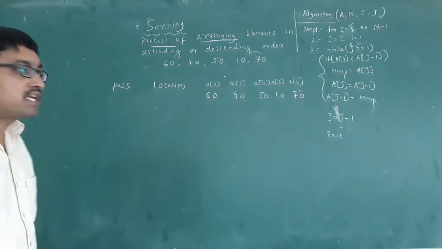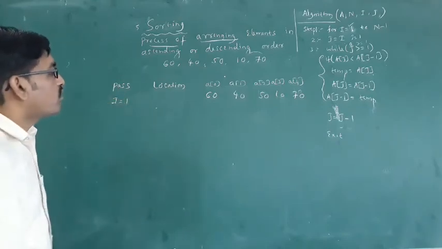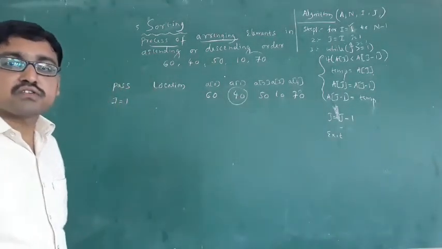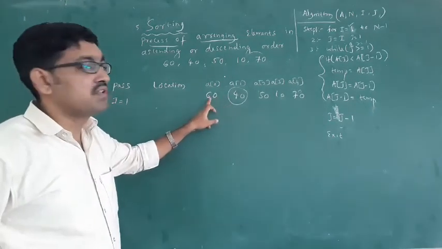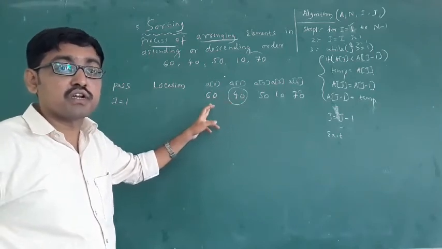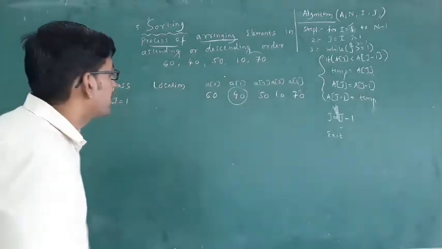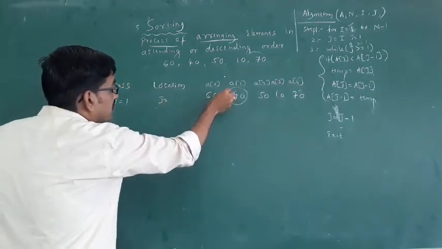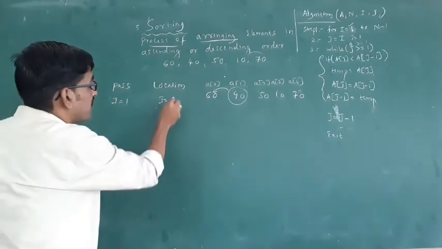Always in insertion sort, start with i equal to 1. You have to round it. Then 40 you have to compare with this 60. Is it right? No, you must interchange. Interchange means 40 comes here, 60 goes here. Then j equal to 0, where you insert you have to put the 40 in a of 0 position. That's why I am writing 0.